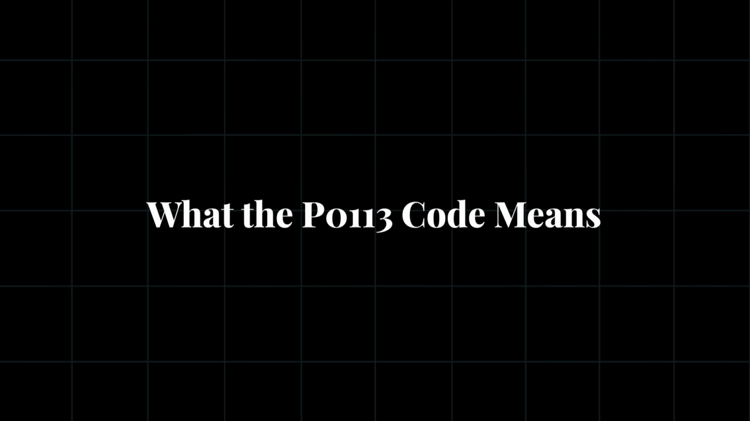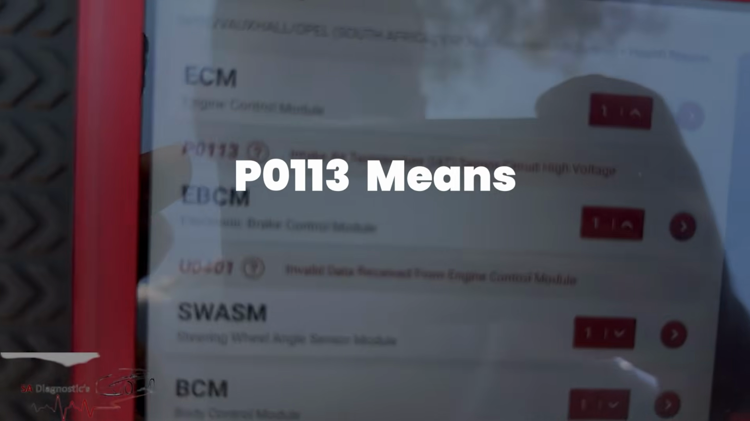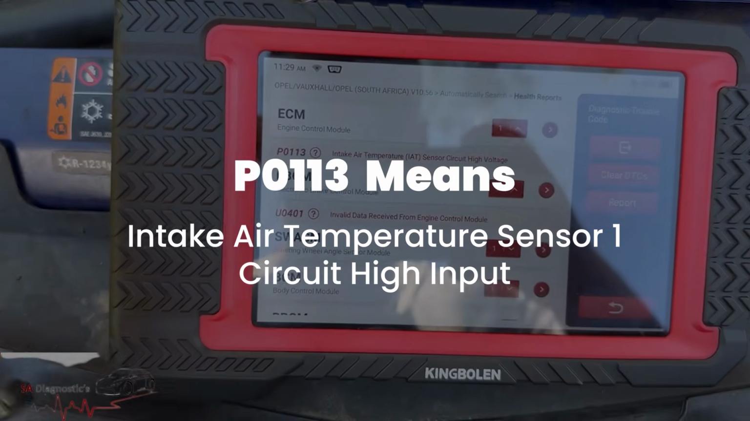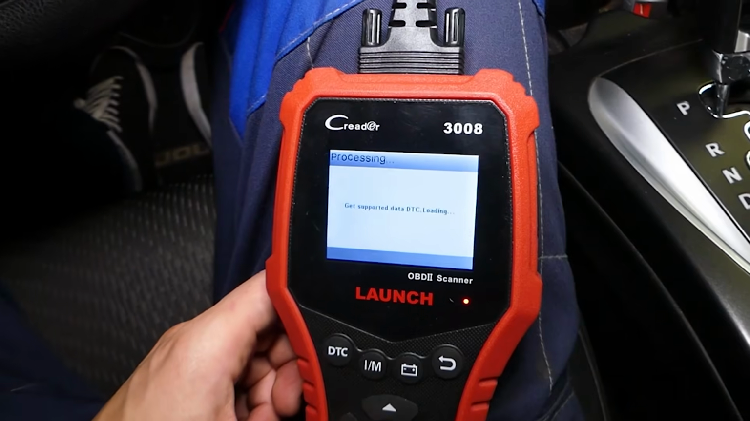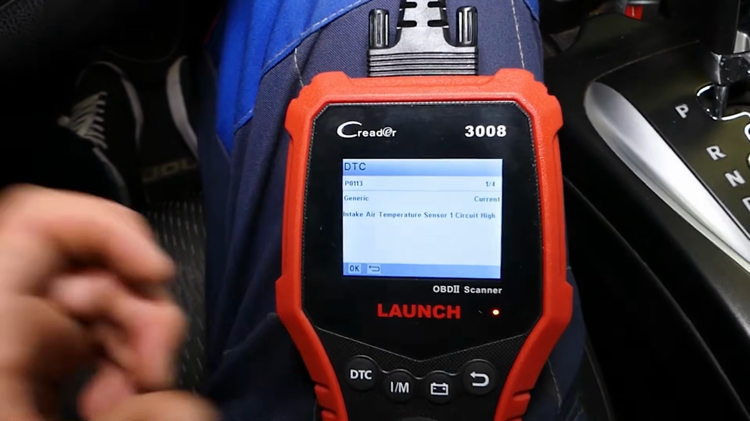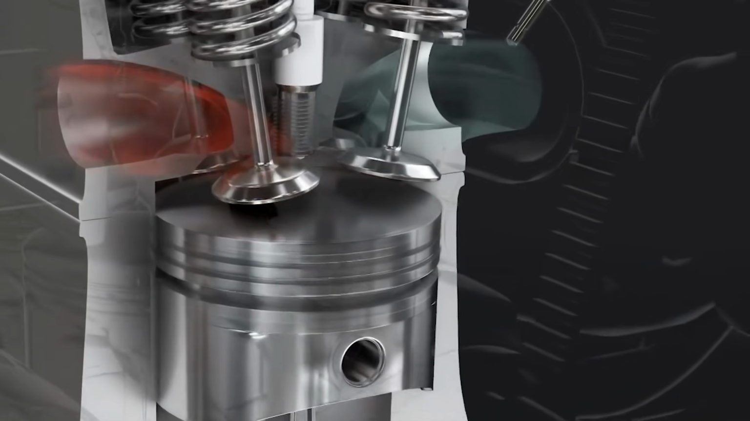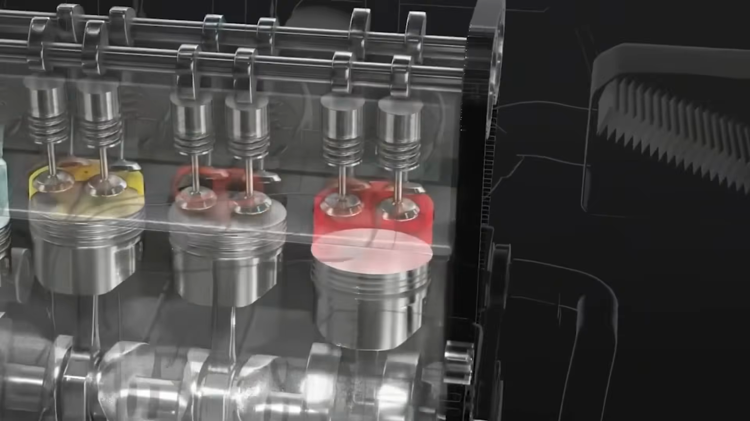What the P0113 code means. P0113 usually means Intake Air Temperature Sensor 1 Circuit High Input. In simple terms, the engine computer is seeing an intake air temperature signal that is higher than expected on the voltage side, which usually means the sensor is reporting air that is extremely cold or the circuit is open somewhere.